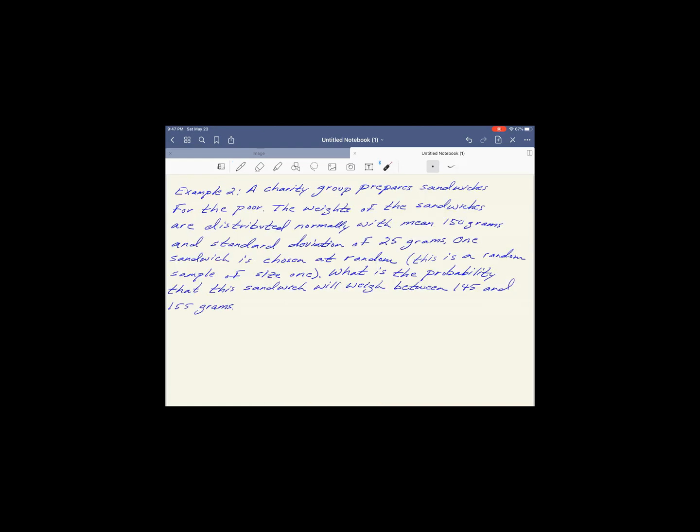A charity group proposes sandwiches for the poor. The weights of these sandwiches are distributed normally with a mean of 150 grams and a standard deviation of 25 grams. One sandwich is chosen at random. This is a random sample of just that one sandwich. What is the probability that this sandwich will weigh between 145 and 155 grams?